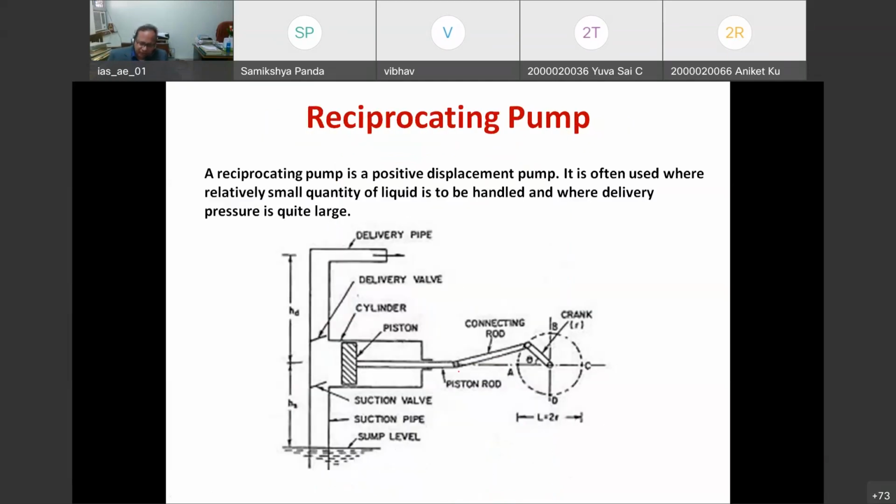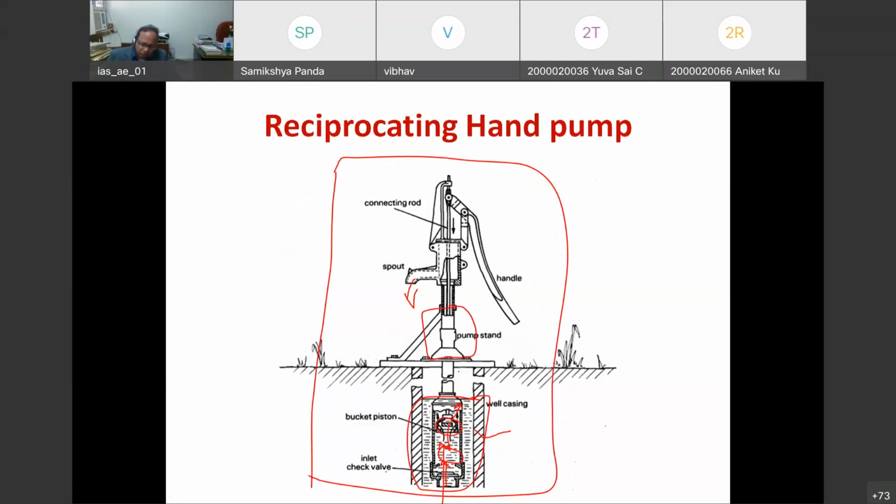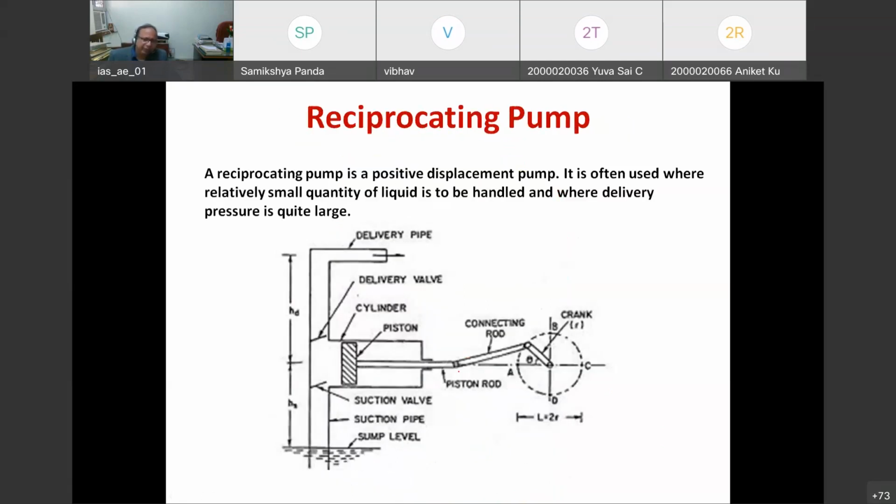So this was the hand operated system. Now let's say you have the mechanical power operated system. In the mechanical power operated system, it may be through electricity, or maybe a diesel engine or any petrol engine. So what happens here?